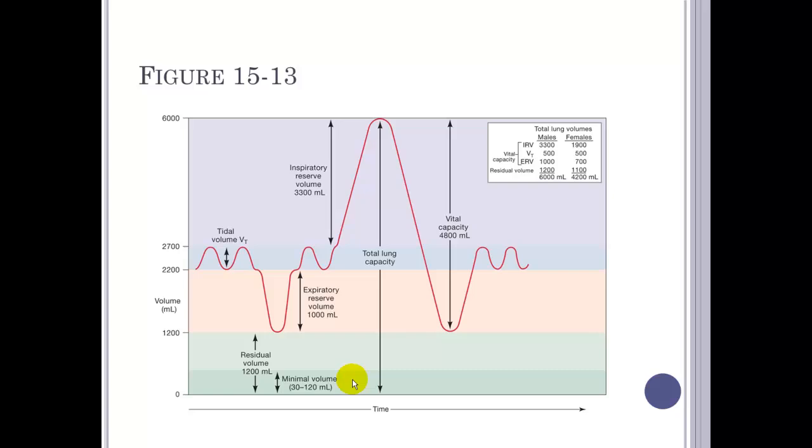This is a chart, figure 15.3 in your book, that covers some of that. Inspiratory reserve volume would be here. Expiratory reserve volume would be here. The difference between those two is the vital capacity, your tidal volume, overall total lung capacity, minimal volume, and then the residual volume. Take a look at those and be sure that you can differentiate those in a multiple choice question.